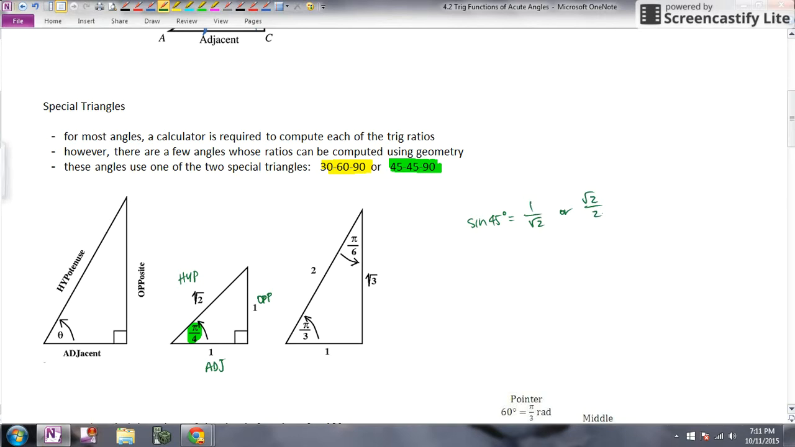Cosine is actually the same thing. Adjacent over hypotenuse looks exactly the same. So that's kind of cool. Tangent is opposite over adjacent. And then don't forget secant, cosecant, and cotangent are also there.